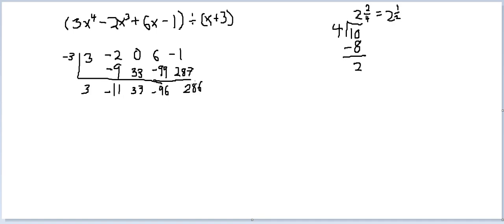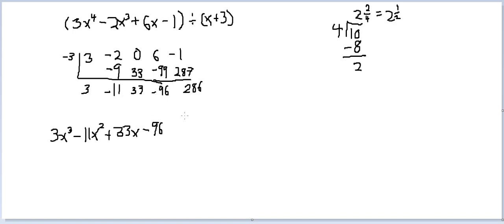All right, so remember in the other example we ended up with 0 here at the end, and this time we have a number. So we're going to do the same thing that we did before to write our answer. It starts with an x to the 4th, so we are going to start with an x cubed. So we have 3x cubed minus 11x squared plus 33x minus 96, and now we're used to having a 0 here, all right?